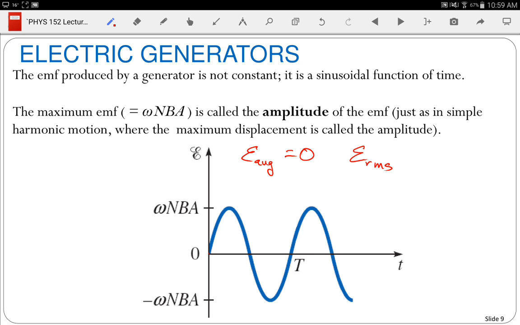If I have the sinusoidal voltage and I square it, what would the square of this look like? What is the square of 0? 0. So what is the square of omega NBA? Well, it's bigger, right? So it goes like this. What's the square of 0? 0. What's the square of minus omega NBA? Bigger again. It's the same as the square of omega NBA because minus 1 squared is 1. So it's going to go like this.